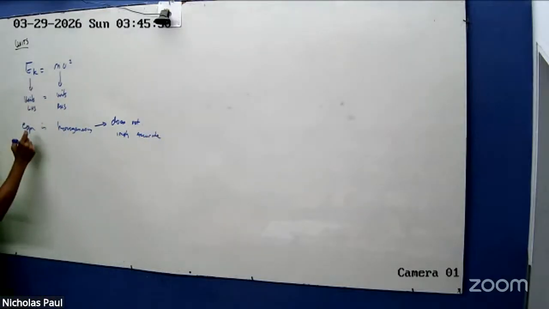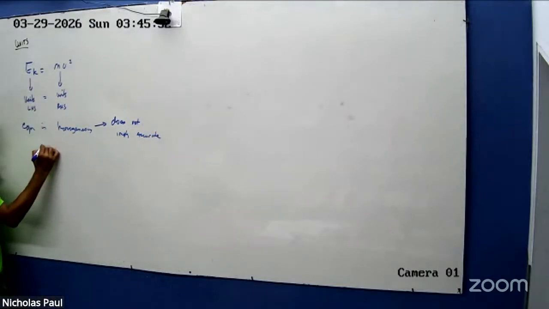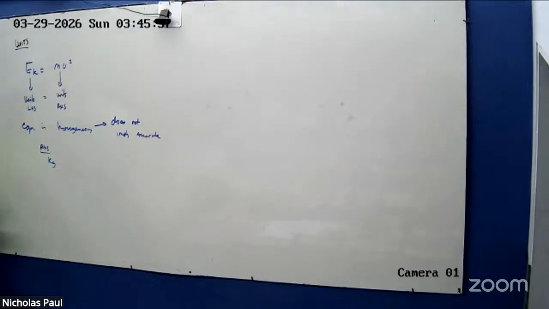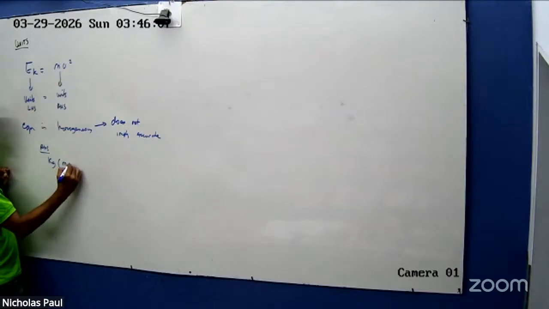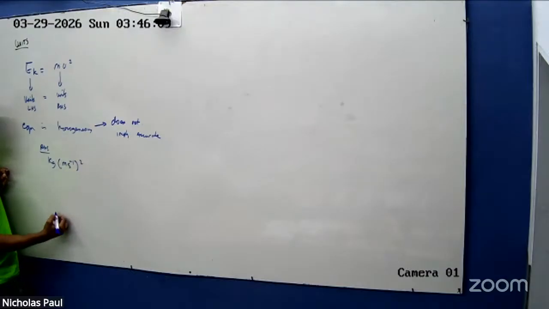A quick little thing here. Right-hand side is what? The right-hand side is kg, and do we work with derived units? No, we work in base units only. So the right-hand side is kg times velocity, which is ms^-1, squared. When you work this out, you'll get kg m^2 s^-2.